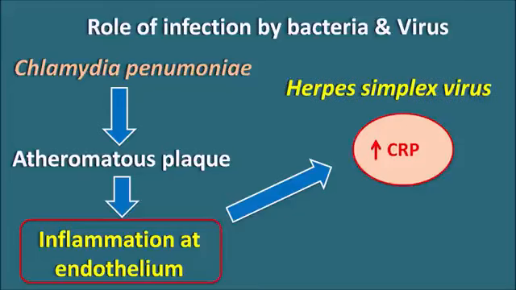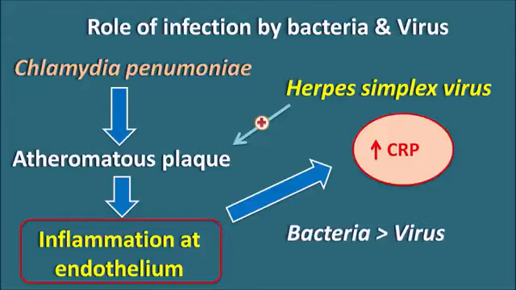Similarly, viral infections like herpes simplex virus infections can also promote the erythematous plaque, so they can also increase the CRP levels. So infections caused by bacteria or virus can increase the CRP levels, and it is normally observed that the bacteria will have more effect compared to the virus on the elevation of the CRP levels.